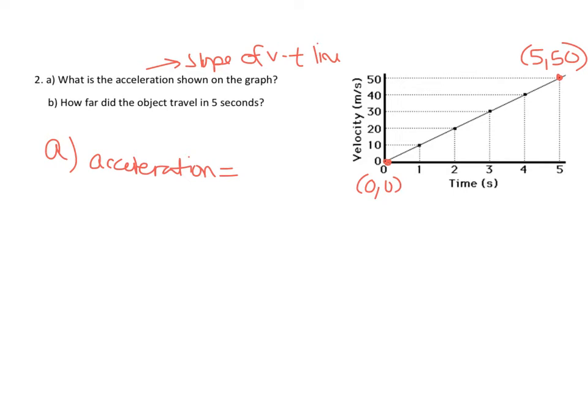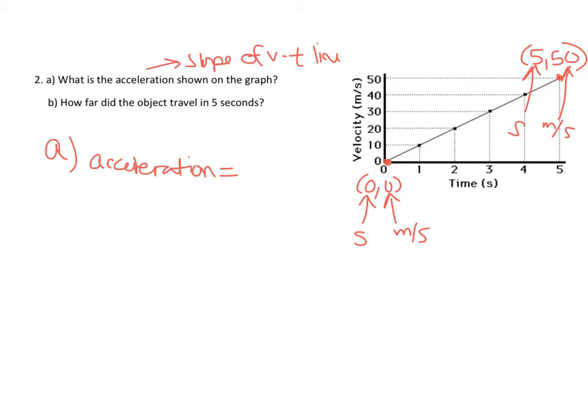In this case, my x value is my time, it's in seconds. My y value is my velocity, it is in meters per second. So that's going to help you out. My x, or time, is in seconds, and my velocity is in meters per second. That's going to help you out for your units.